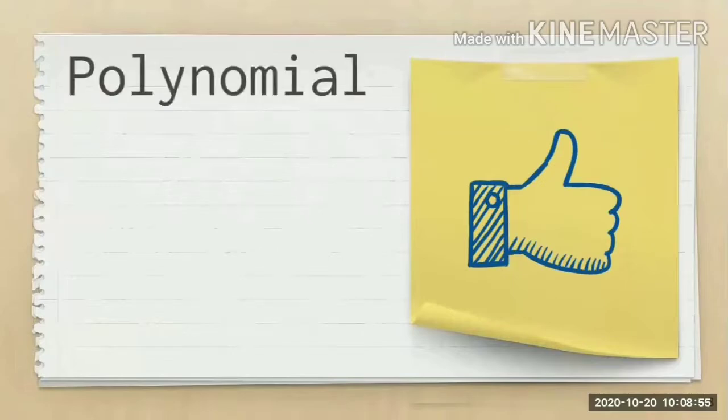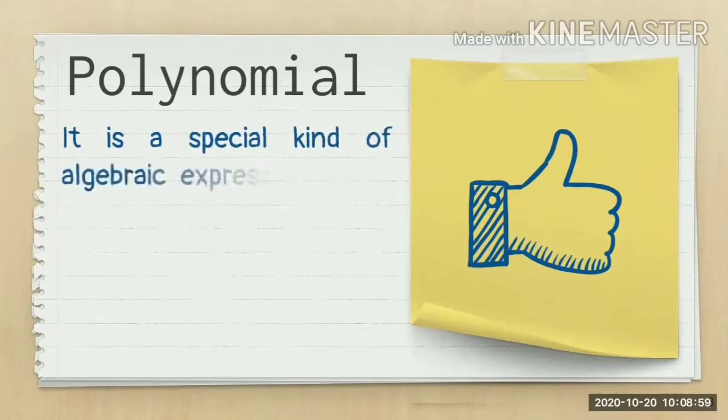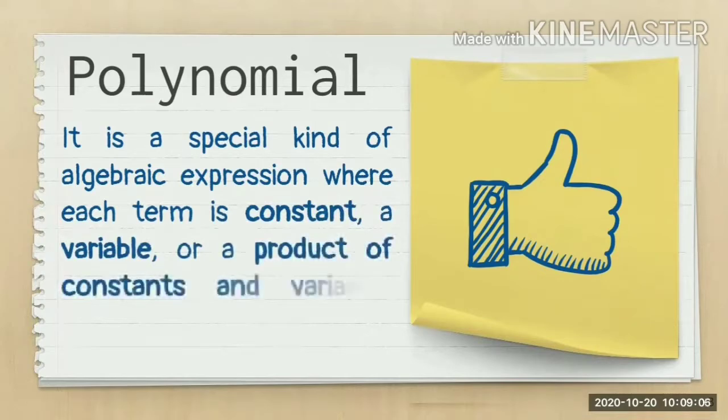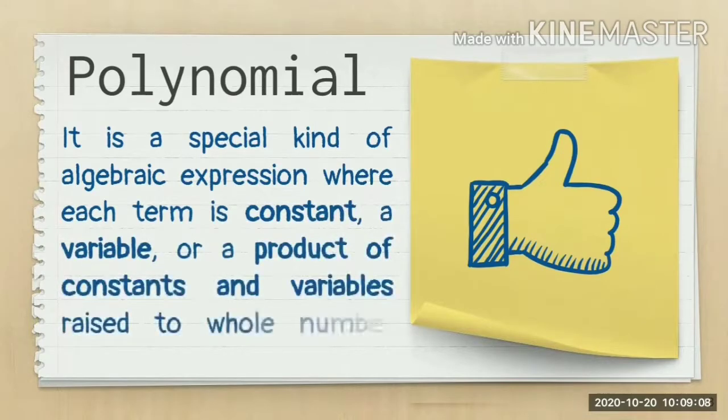Okay, so let's start with, ano nga ba ang definition ng isang polynomial? So a polynomial is a special kind of algebraic expression where each term is a constant, a variable, or a product of constants and variables raised to whole number exponents. So again, masasabi natin isang polynomial ang isang equation kung meron siyang constant, meron siyang variable, or combination ng constant and variables.